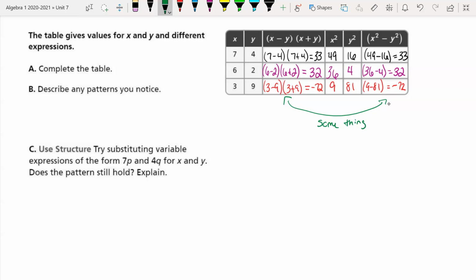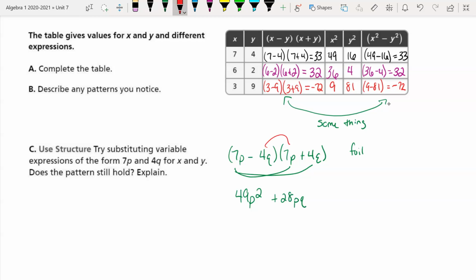So now let's substitute 7p and 4q in for x and y, and let's see if the pattern still is going to be true. So 7p minus 4q and 7p plus 4q. Well, last class you guys foiled, so we're going to foil it. So first times first would give me 7p times 7p, which is 49p squared. We do the outside, 7p times 4q, which is 28pq. Negative 4q times 7p would be negative 28pq. And then my last ones would be negative 4q times positive 4q, which would be negative 16q squared.